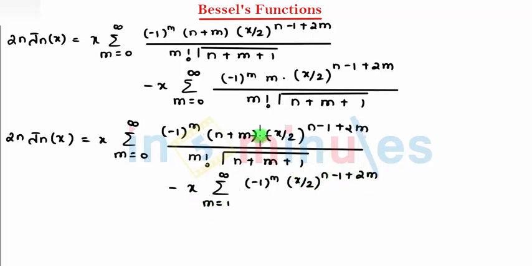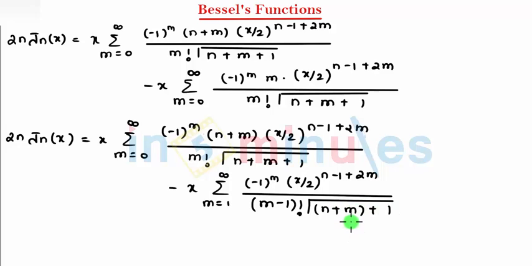Since I started with m equal to 1, the first term substituted gives 0, and for the second, here I will be writing divided by (m minus 1) factorial, because I have substituted m equal to 0, and here I get n plus m plus 1. So further, let us put m minus 1 equal to k in the second term. Second term means this term, and for the first term we'll be making our standard Bessel function.